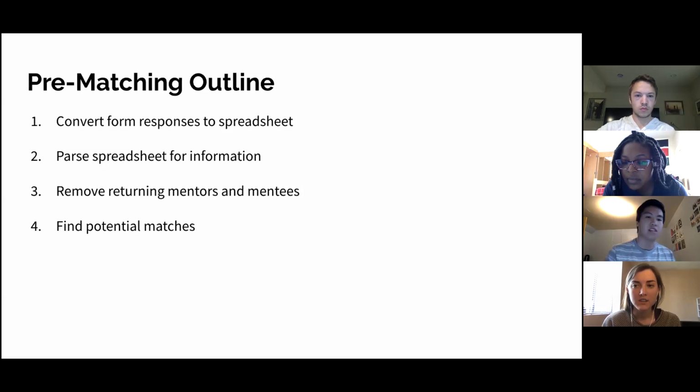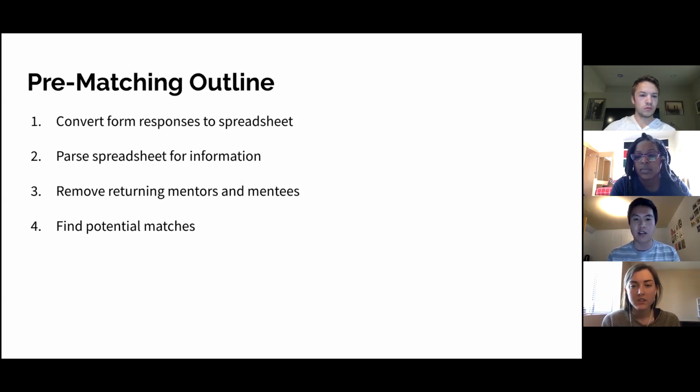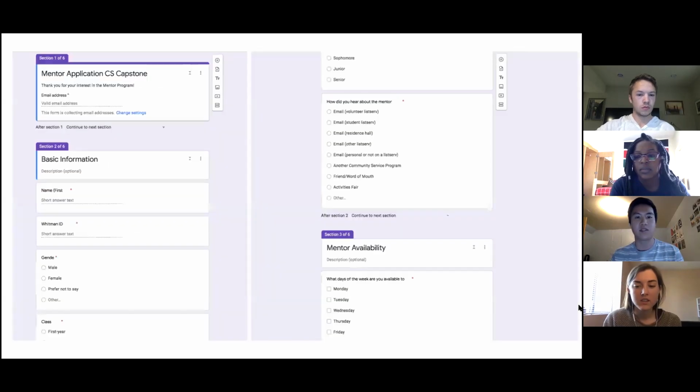And then the third step is we remove the returning mentors and mentees, because no matter what, the mentors and mentees who are returning and were matched last year, the community service interns have tried to match them regardless of availability. So we just remove them from the whole pile, and we try to match them together again for the next year. And the last step is just to find all the potential matches for the rest of the mentors and mentees. So this is what the form looks like. Each question is essentially a column in the spreadsheet, which I'll show next, and each answer goes down in that column for each person.